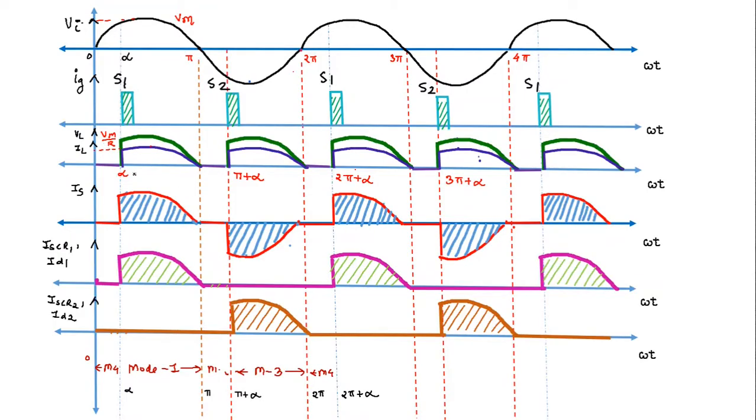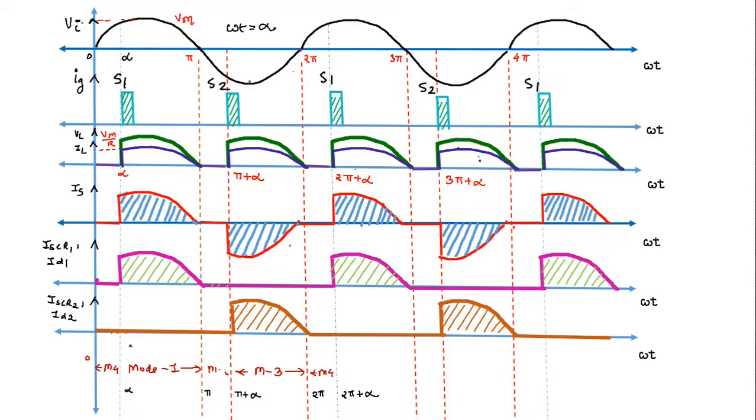Now we will understand the output waveforms of the semi-converter in the symmetrical configuration with resistive load. So first we will take mode number 1. Mode number 1 starts from omega t equal to alpha and ends at omega t equal to pi. So at omega t equal to alpha, when the triggering pulse is given to this SCR1, at that time SCR1 goes into the on condition. So as soon as SCR1 goes into the on condition, the circuit starts conducting current.